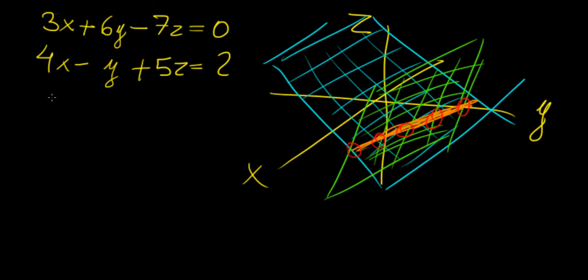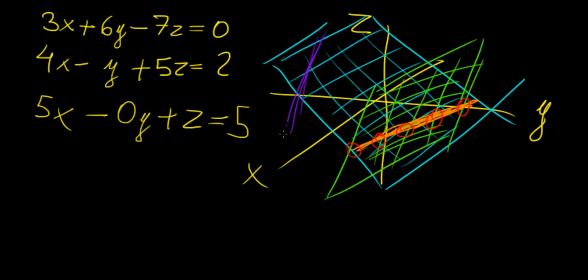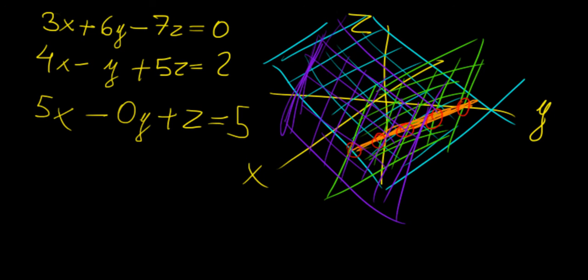Now let's say we introduce a third plane, something like this. Minus 0y plus z equals 5. I'm just playing around with these ones here, by the way. Don't take these planes too seriously. But an interesting thing happens here now. If we have a third plane coming in, and I think it will get a little bit messy now, but you can imagine that there is actually going to be a single point. There will be a single point at which all 3 planes are going to intersect.